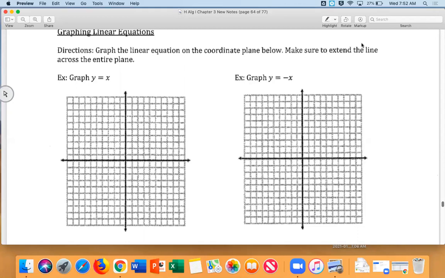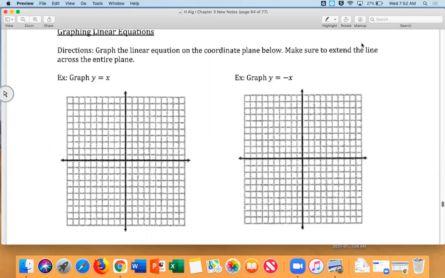So up here it says, graph the linear equation on the coordinate plane below. Make sure to extend the line across the entire plane. Harshan, the reason we want to extend that line is later on in word prompts, I might ask you to extrapolate or interpolate some data from it. We might ask, how many units of coffee did I sell in the year 1980? You would look along your x-axis for 1980, and then go up to your graph. Does that make sense to you?